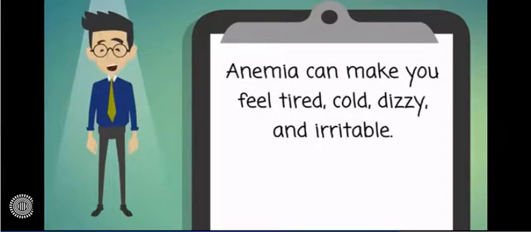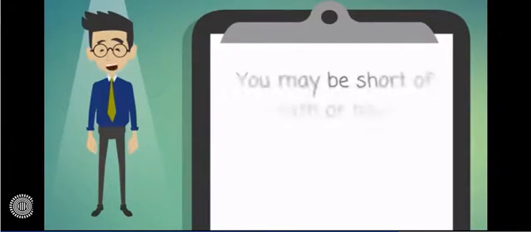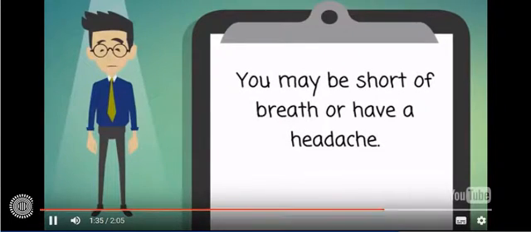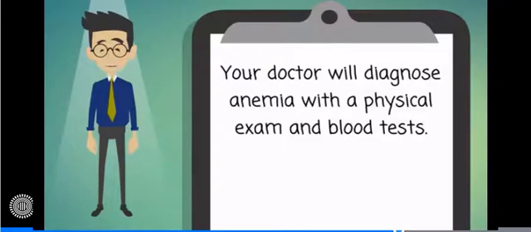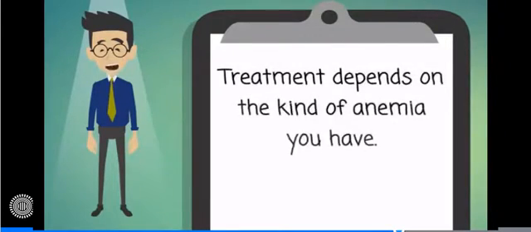Anemia can make you feel tired, cold, dizzy, and irritable. You may be short of breath or have a headache. Your doctor will diagnose anemia with a physical exam and blood tests. Treatment depends on the kind of anemia you have.